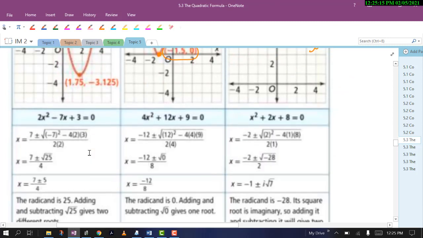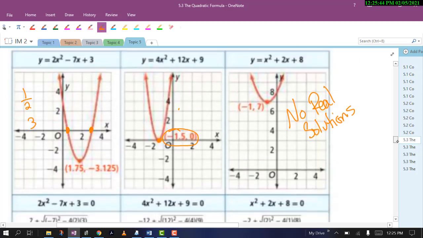So now, let's look at this from the algebra standpoint, using our quadratic formula. I'm not going to go through each little step here. Hopefully we can see how we got that. But we simplify our square roots. In this first one, we get 7 plus or minus 5 over 4. So 7 plus 5 is 12, divided by 4 is 3. 7 minus 5 is 2, divided by 4 is 1/2. And luckily, that's exactly what we said.